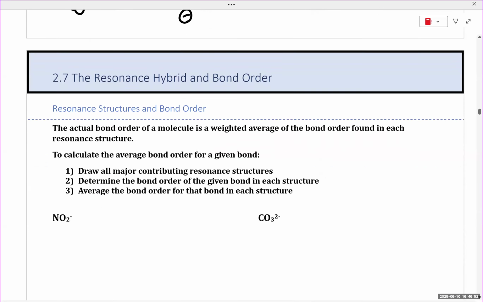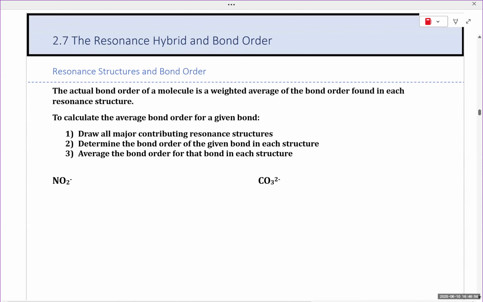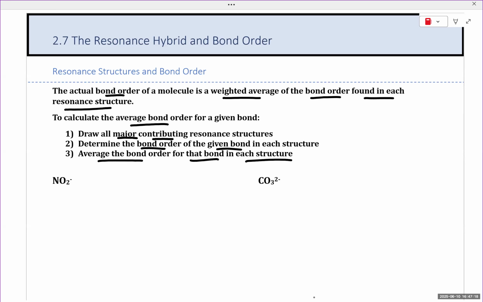So why is this important? Well, the resonance hybrid can help us understand bond order. The actual bond order is the weighted average of the bond order found in each resonance structure. To calculate the average bond order, draw the major contributing resonance structures, determine the bond order of a given bond in each structure, and then you take the average bond order for that bond across all structures.